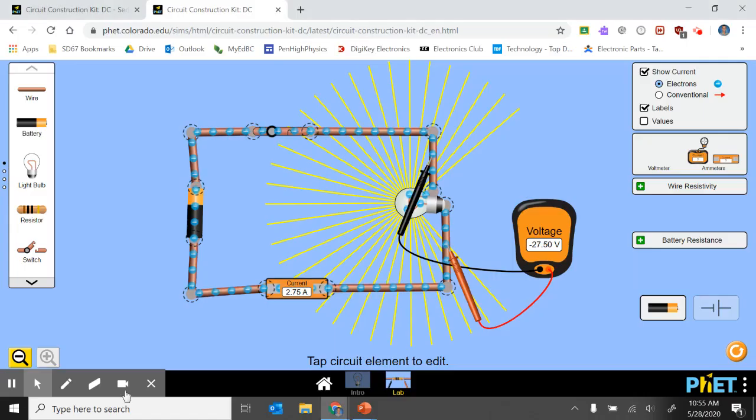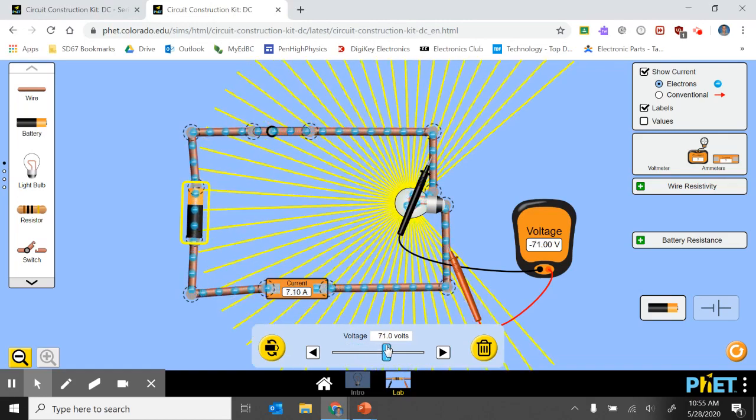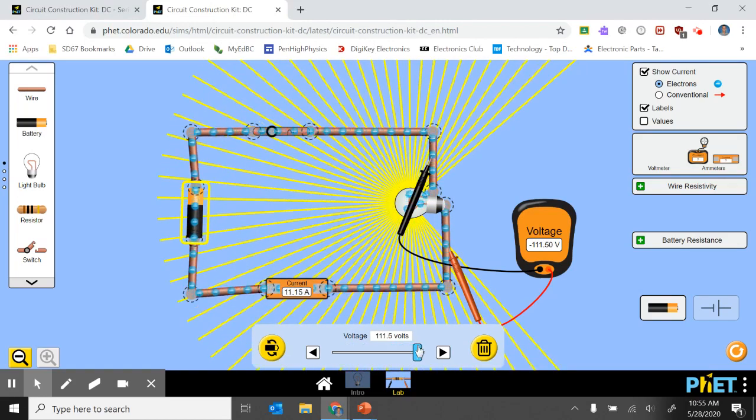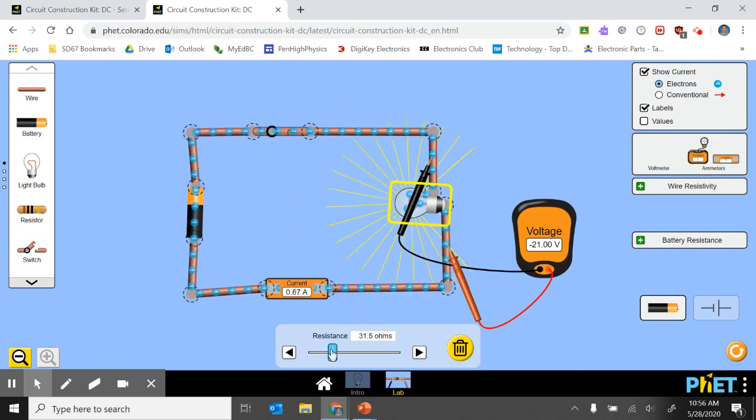And I can switch back over to the PhET applet here and go back to my battery and crank this thing up and be like, hey, more voltage, more current, more light. Or we can click on the light bulb and increase the resistance. If we increase the resistance, it's almost like squeezing a straw as you're drinking a soda.